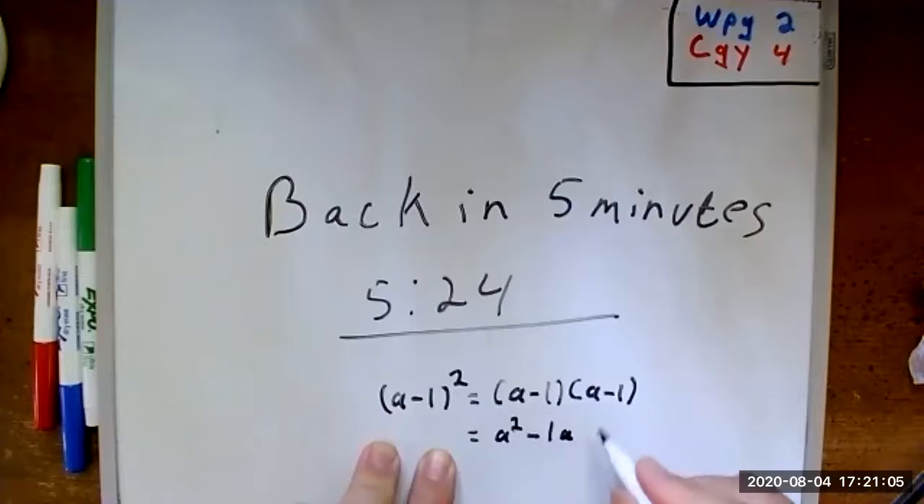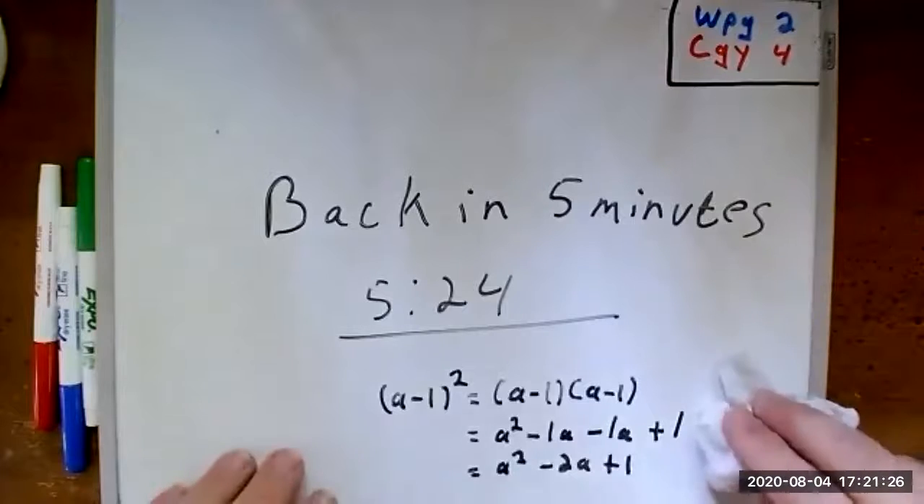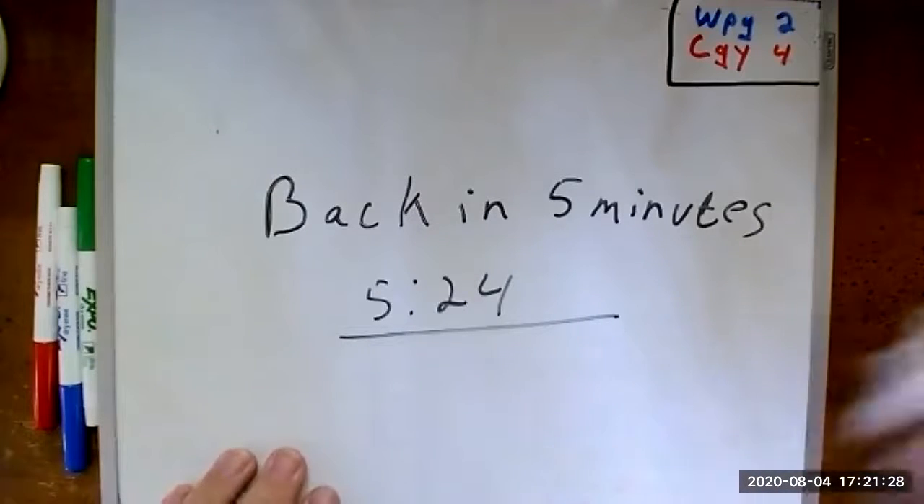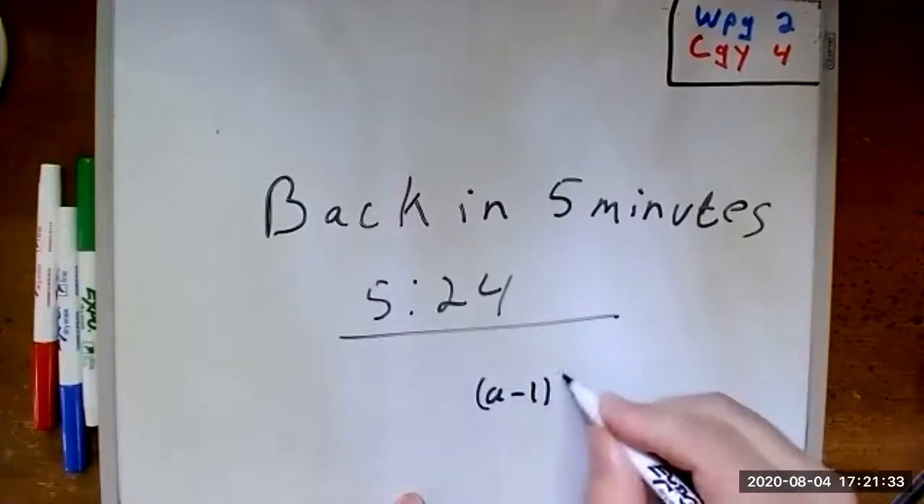All right. So when we do that, a times a is a squared. A times negative 1 is negative 1a. Negative 1 times a is negative 1a. Negative 1 times negative 1 is positive 1. Now when I put together those two pieces, that's where my negative 2a comes from. Okay, right. Thank you, yes.